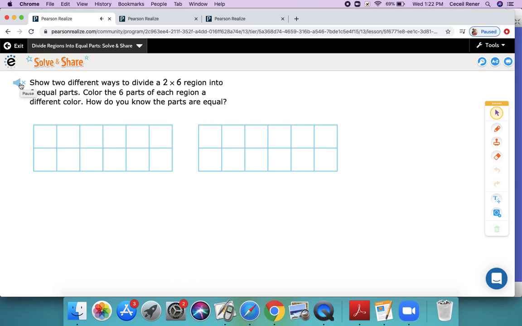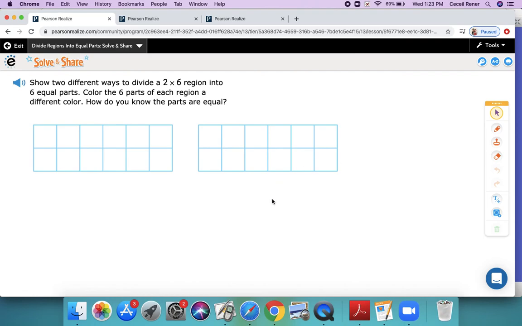Color the 6 parts of each region a different color. How do you know the parts are equal? Okay, so let's look. Are the two regions the same size? Yes, they are both 2 by 6. How many unit squares are in each region? 12. 2, 4, 6, 8, 10, 12.